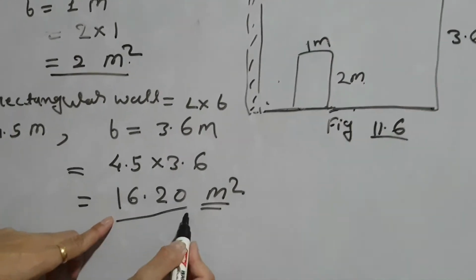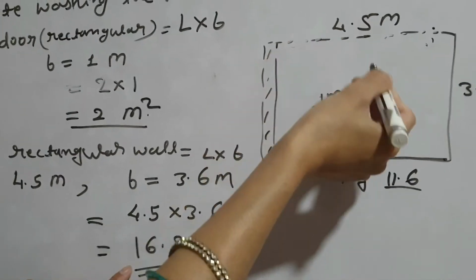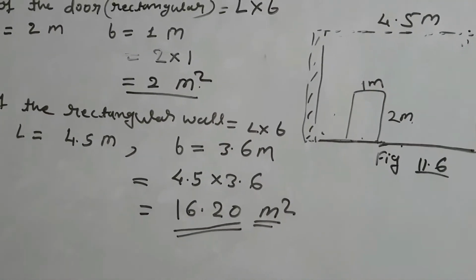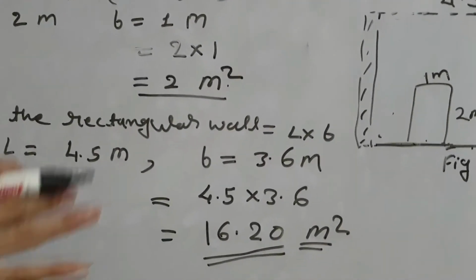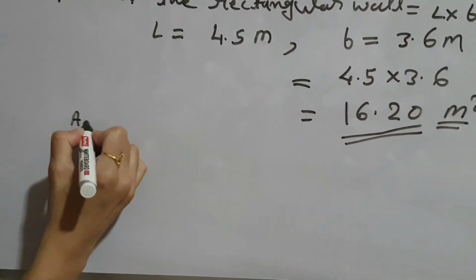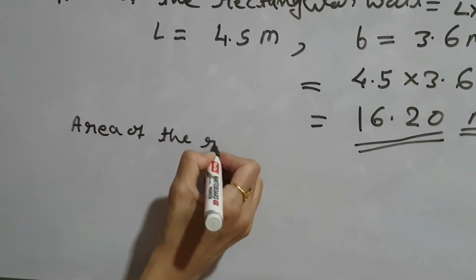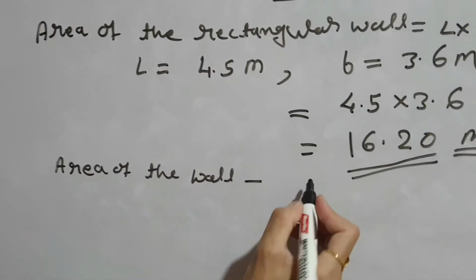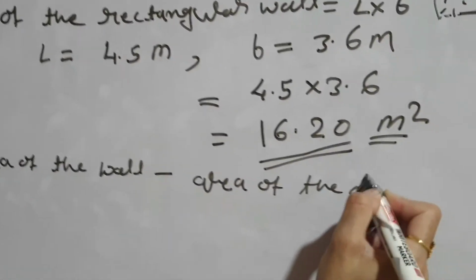Now this complete area has been found out, 16.20 square meter, but this 2 square meter is included in this complete area because the door is included in the wall area. So we will avoid it, because the door does not have to be whitewashed. Only the wall has to be whitewashed. So we have to find that area: the area of the rectangle wall minus the area of the door.